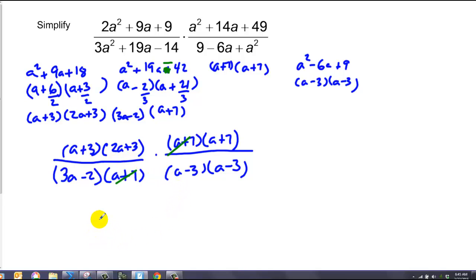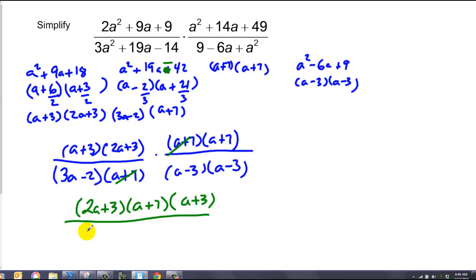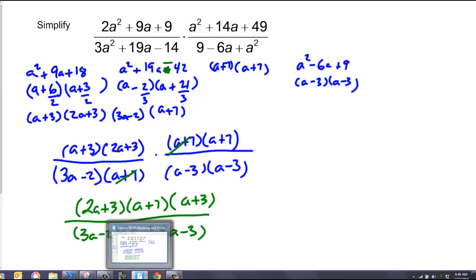So in this case, I can just say I've got 2a plus 3, a plus 7, and an a plus 3 over 3a minus 2, a minus 3 times a minus 3. Didn't clean up very nice, but cleaned up a little bit.